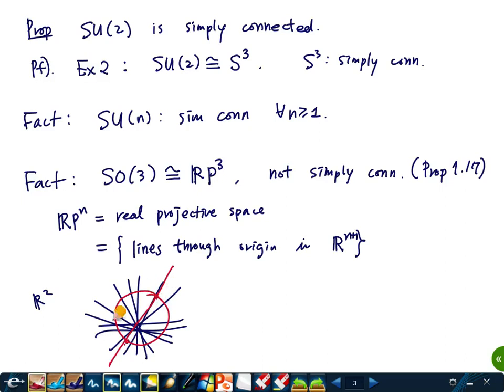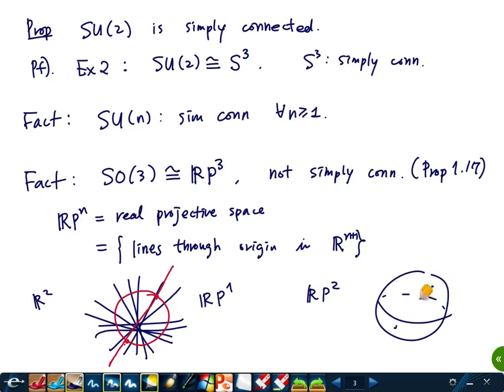So you can think of this as RP1. Right? This is RP1. So RP1 is basically a circle with antipode points identified. And RP2 is the sphere with antipode points identified, etc.